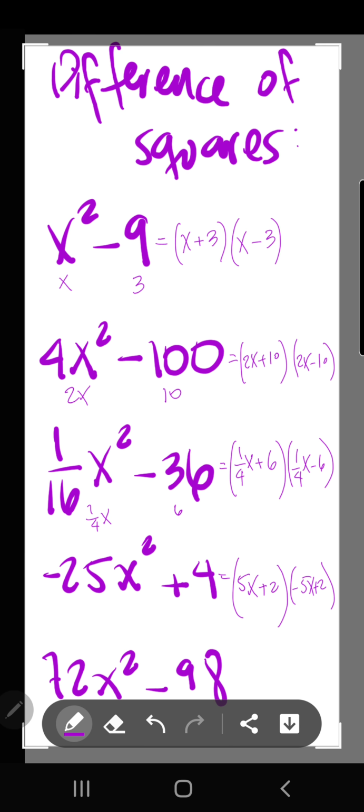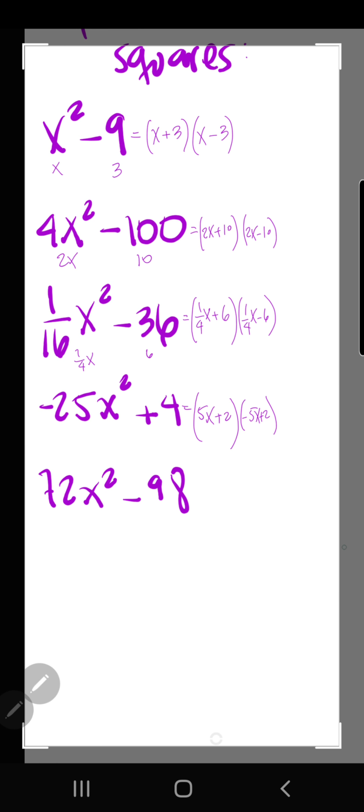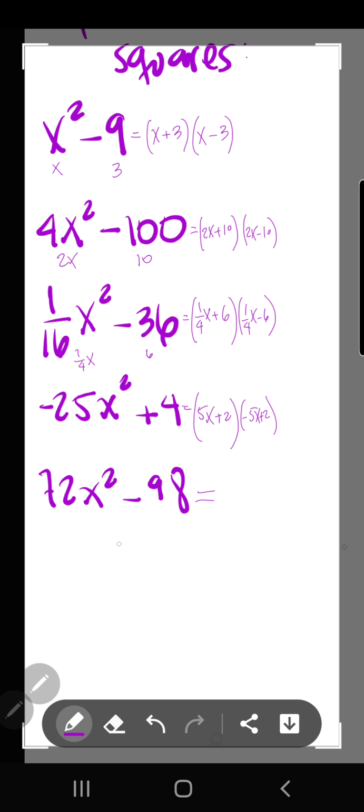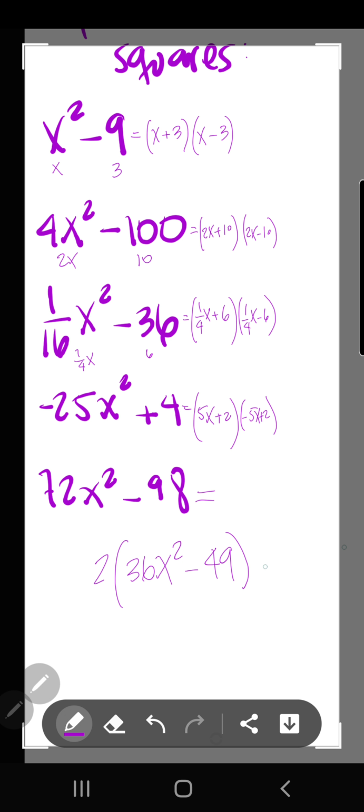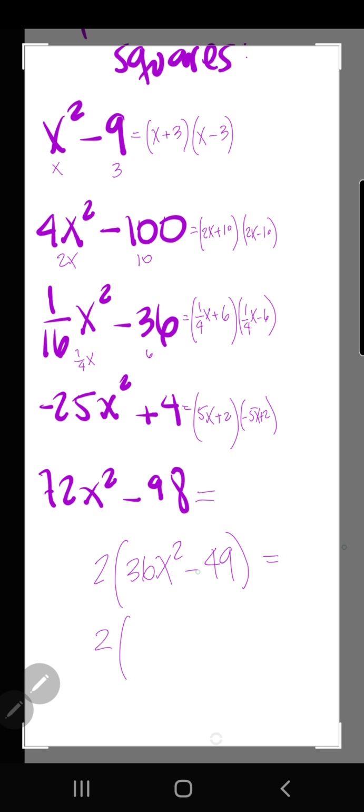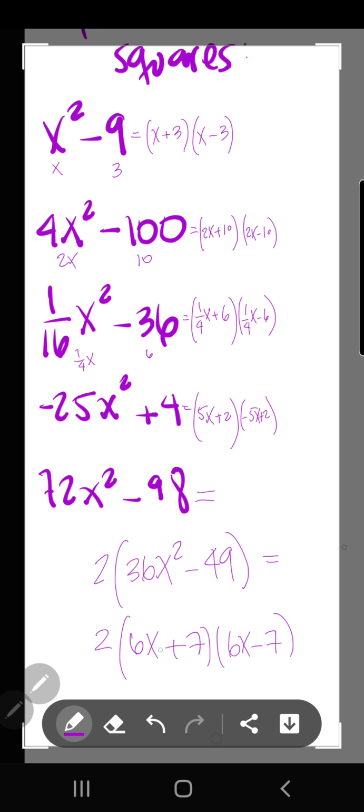And the last expression should be factored with a common factor first. If we divide all the expressions by 2, we will have 36x squared minus 49. And now the difference of squares is inside the parentheses. So you copy the 2 and factor this expression: 6x plus 7 and 6x minus 7. So this 2 is part of the answer.